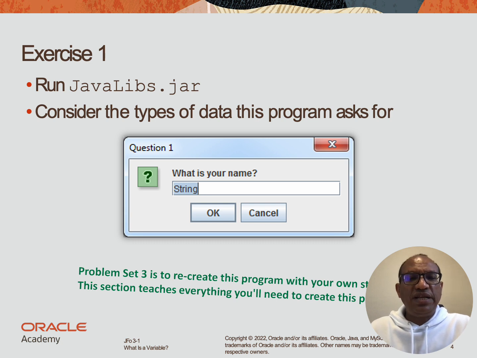Start by running java libs.jar and pay attention to the types of information it asks you for. These are examples of variable data you'll soon be handling yourself.